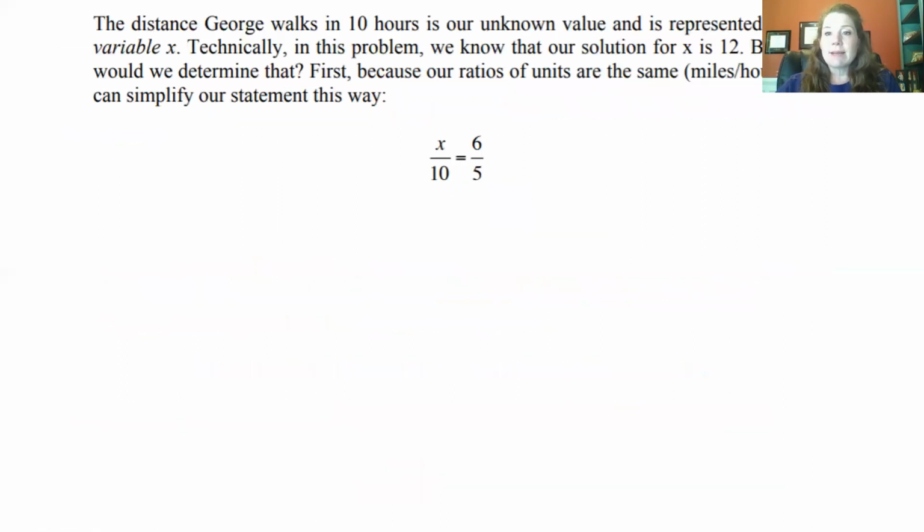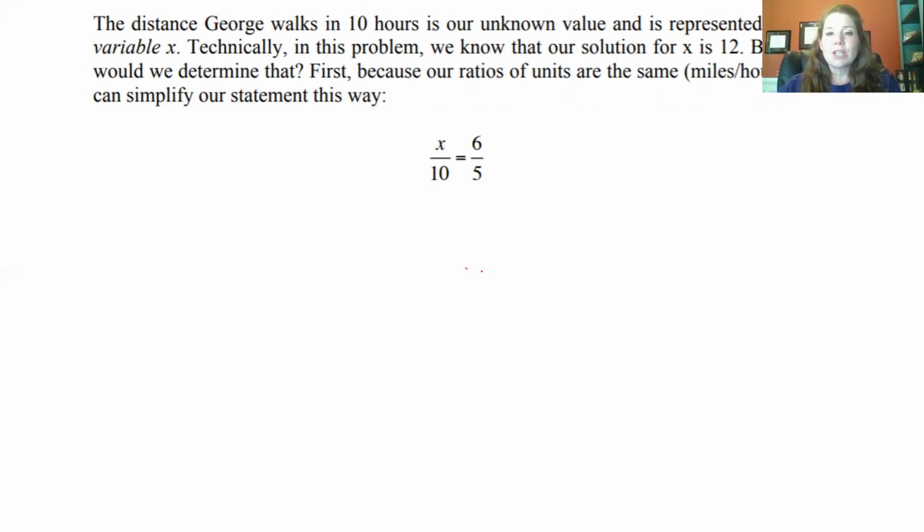So here we have the same information. We just dropped the words and used the numbers, and it says the distance George walks in 10 hours is our unknown value and is represented by the variable X. Technically, my words are being hidden. I can't really read that. So we already know that the solution is 12. But how would we determine that?